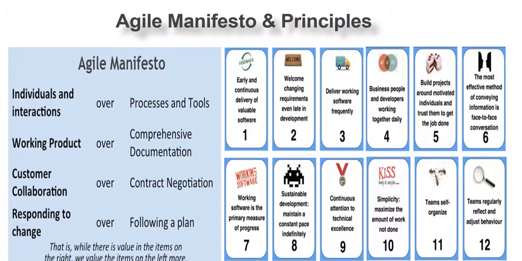Working software is the primary measure of progress. So how do you measure progress in Agile? It is through working software. Continuous attention to technical excellence. Let's adopt a few best practices and ensure we are paying attention to the excellence. Simplicity. Keep things simple. Let's not make things overcomplicated. Let's not make things complex.